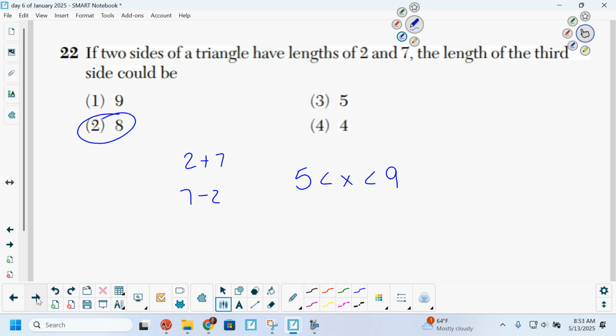The other reason why 8 works is if you take 2 plus 7, 8 is going to be smaller than it. If you do 8 minus 2, that is going to be something smaller than 7. So you just have to make sure that when you add the sides together, they're always going to be bigger than the third side. So 2 plus 8 is obviously going to be bigger than 7, and 2 plus 7 will be bigger than 8. So we know we're good.